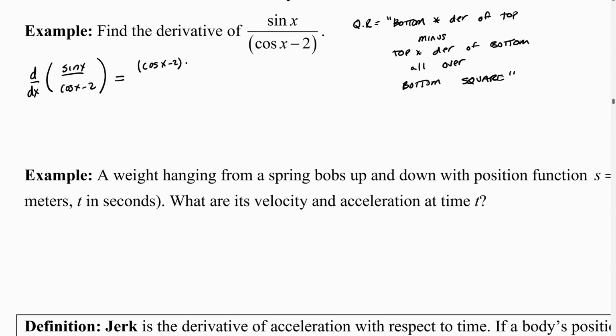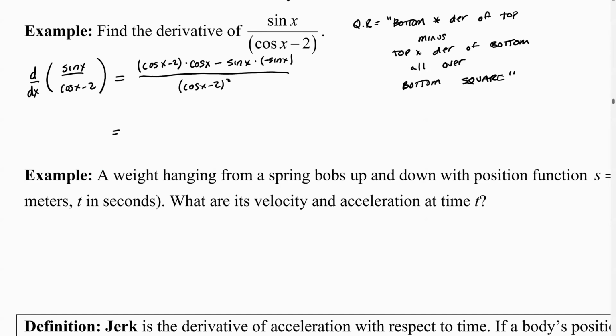times the derivative of the top, the derivative of sine, which we just recognize as cosine, minus the top, which is sine, times the derivative of the bottom. The derivative of cosine x minus 2 is negative sine. And this is all over cosine x minus 2 squared.